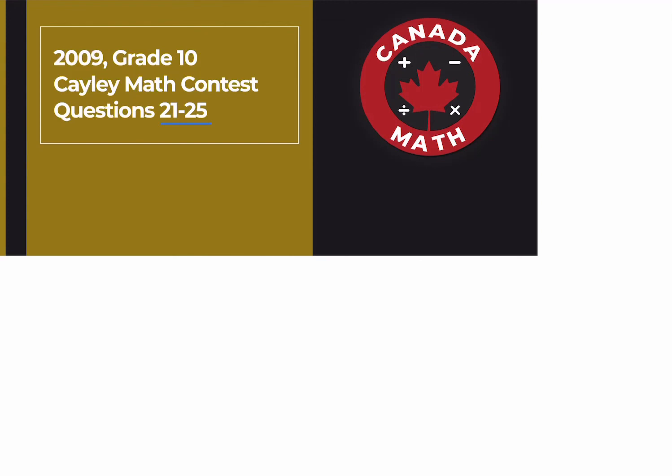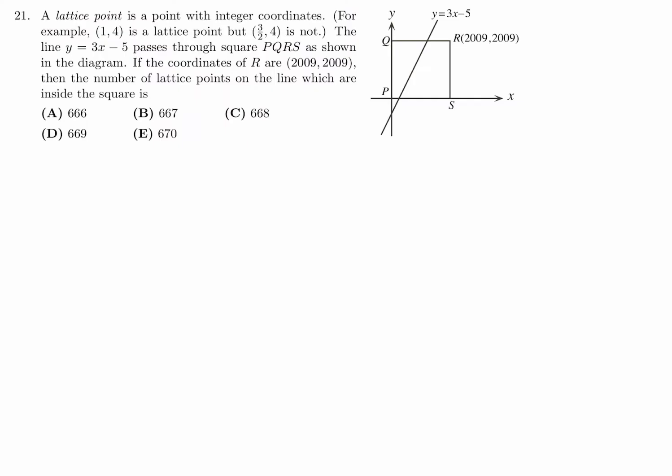Questions 21 to 25 on the 2009 Grade 10 Cayley Math Contest. A lattice point is a point with integer coordinates. For example, (1, 4) is a lattice point, but (3, 2, 4) is not. The line y equals 3x minus 5 passes through square PQRS as shown in the diagram. If the coordinates of R are (2009, 2009), then the number of lattice points on the line which are inside the square is.